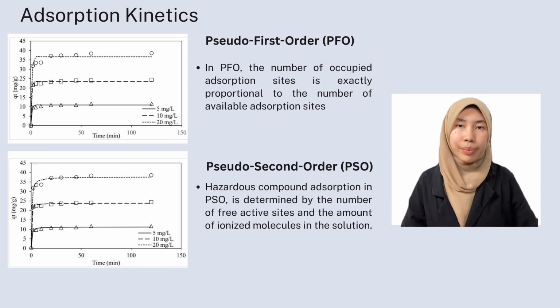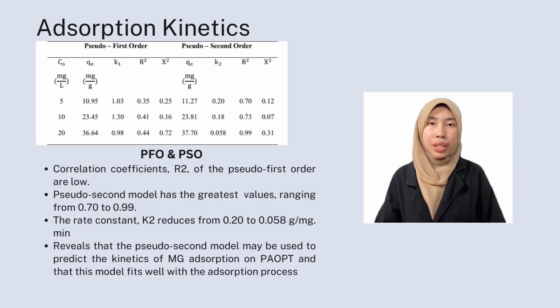Fourthly is adsorption kinetics. Two types of kinetic models were used: pseudo first order, PFO, and pseudo second order, PSO. In PFO, the number of occupied adsorption sites is proportional to the number of available adsorption sites, while for PSO, hazardous compound adsorption is determined by the number of reactive sites and the amount of ionized molecules in solution. From this table, the correlation coefficient, R², of PFO is low, while PSO has the greatest value from 0.70 to 0.99. Rate constant K2 reduced from 0.20 to 0.058 gram per milligram minute.